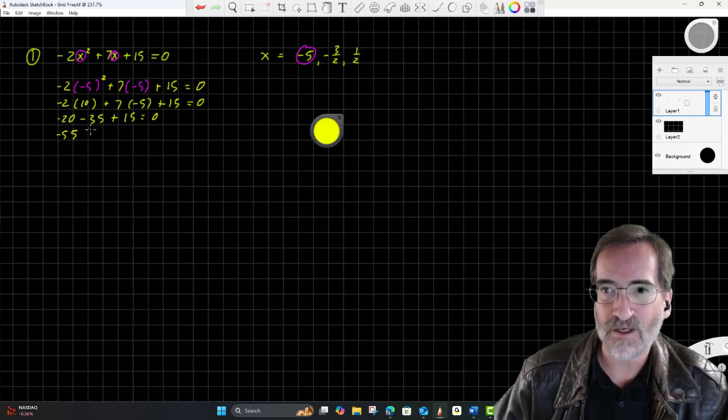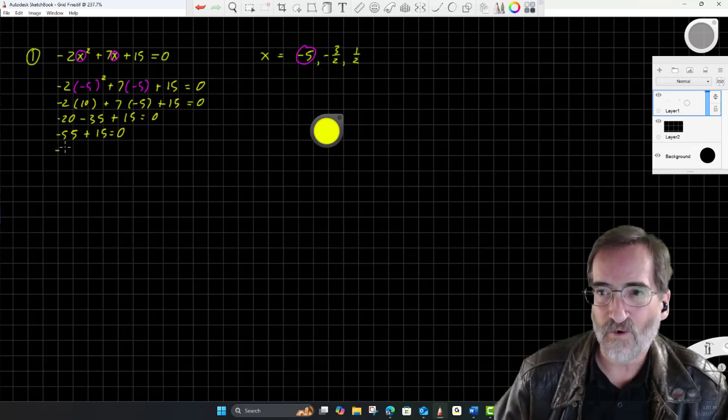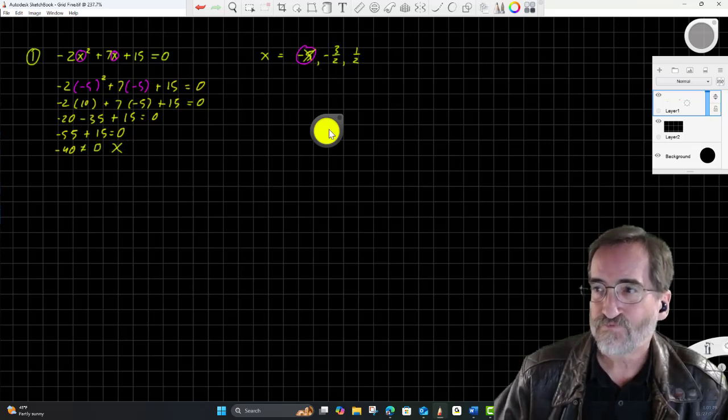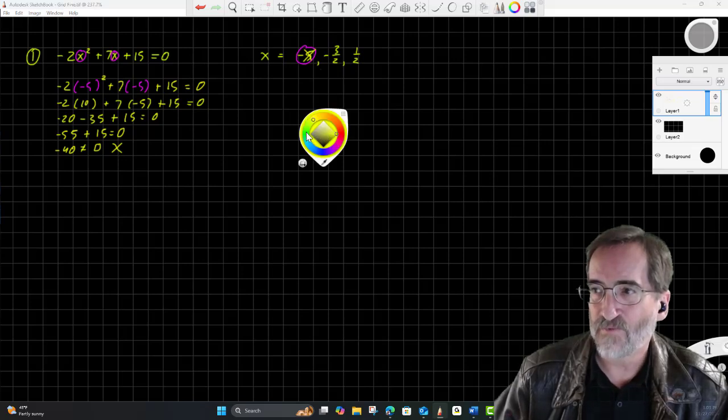Remember, if they're the same sign, you end up adding. If they're different signs, you end up subtracting. And already I can see that negative 55 plus 15 is not 0. It is negative 40, which is not 0, so that is not a solution. So then we try another.